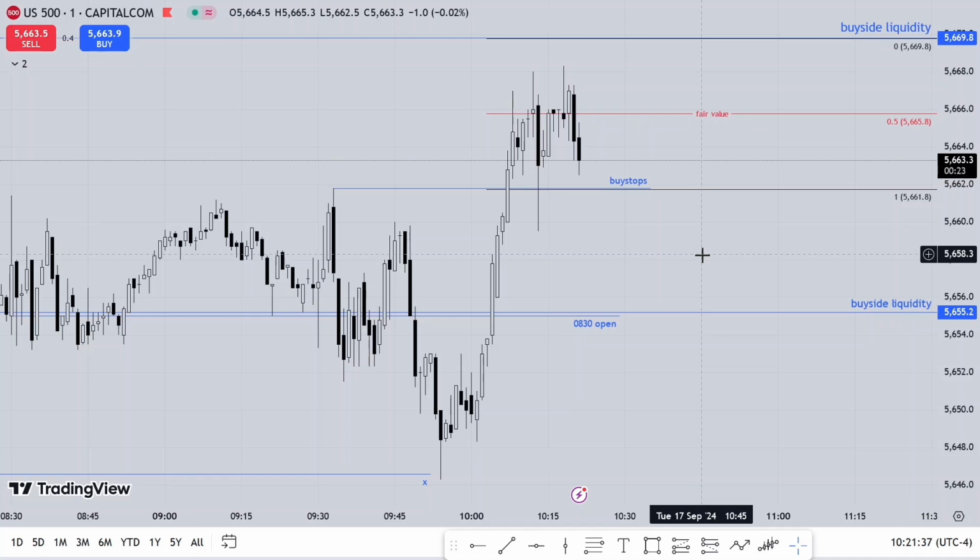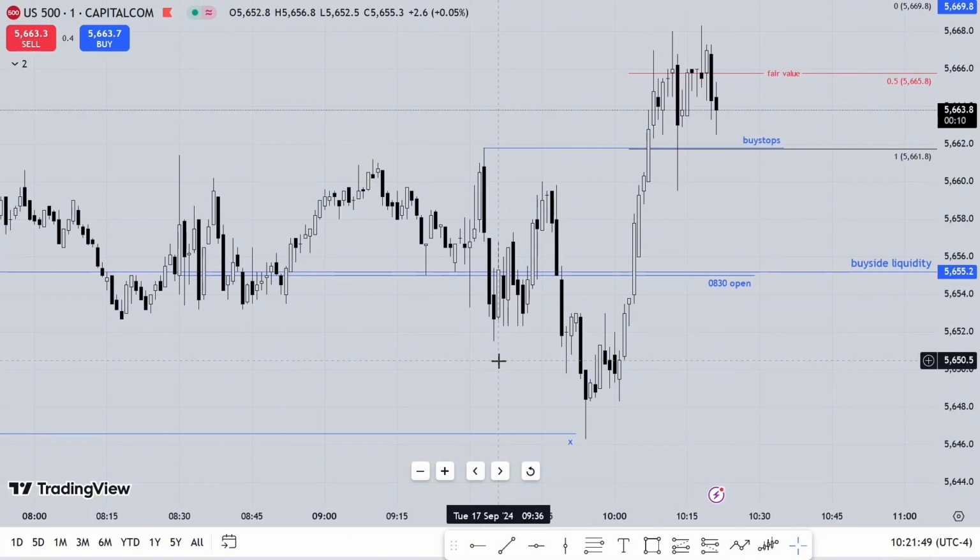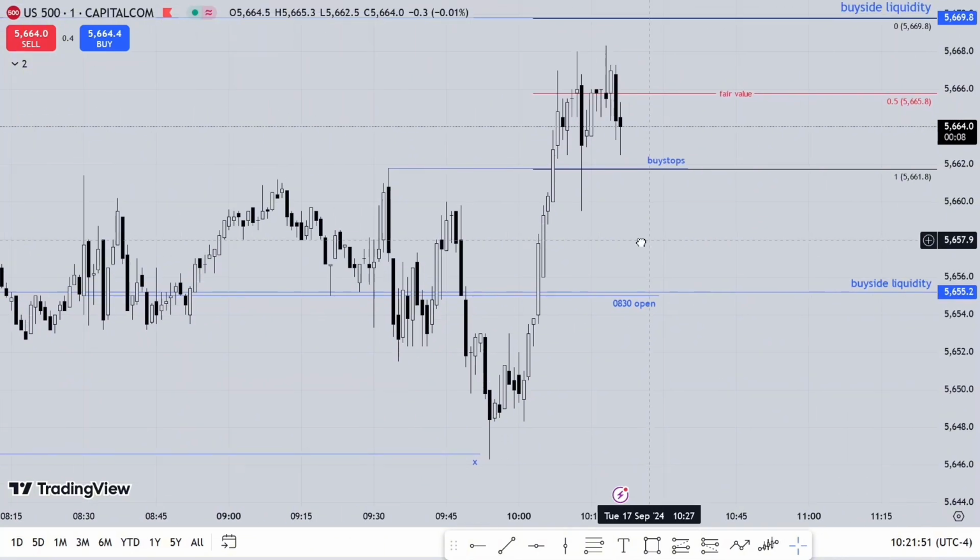Price seeks fair value every single time. Every time price balances an imbalance, it does that to seek fair value. Every time price goes below an old low, it does that to seek fair value every single time. But that's by the way.